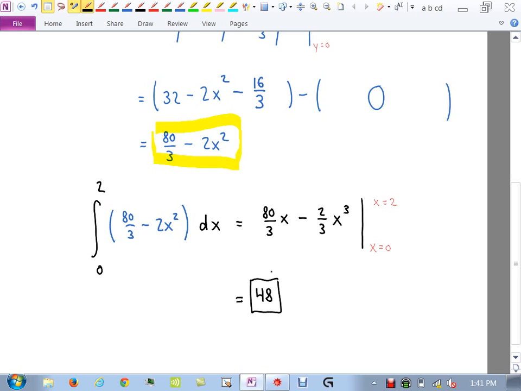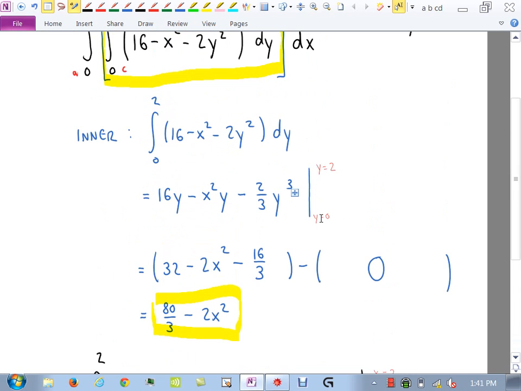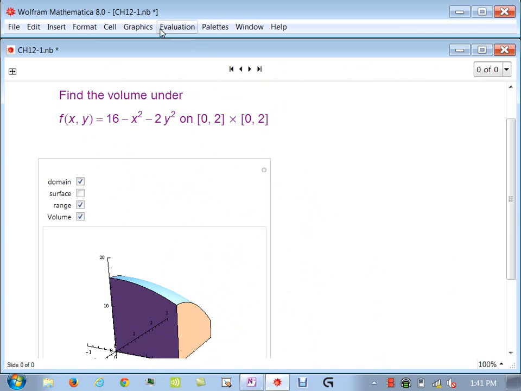What do you all think, though, as far as the method is concerned? Did you do dx, dy, and you got the same answer? Huh, I wonder if it'll always work that way.